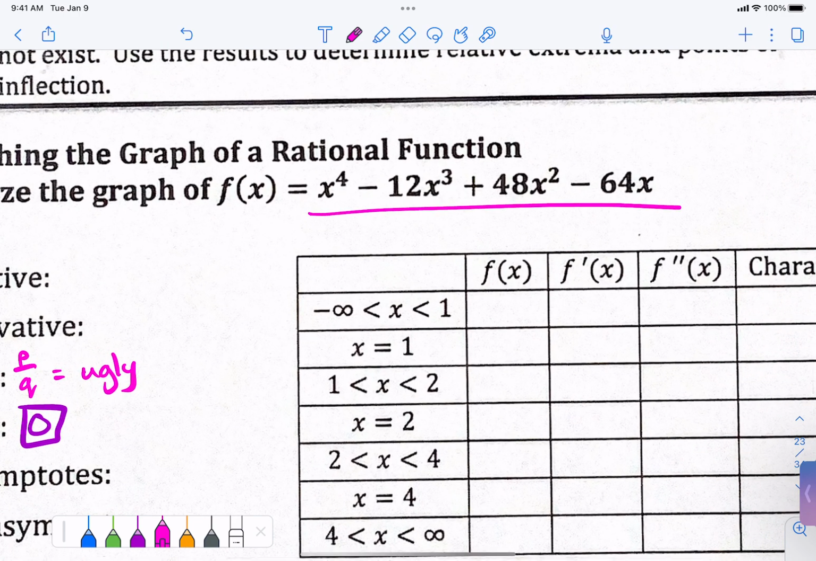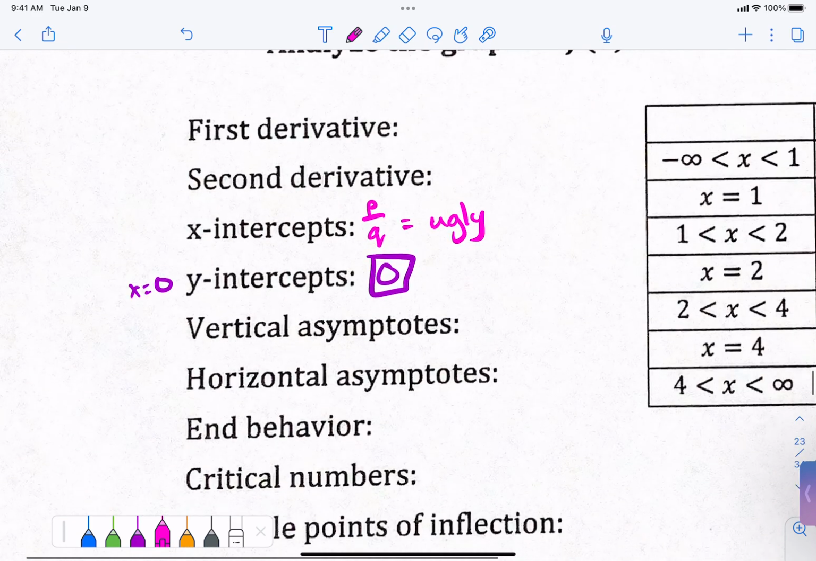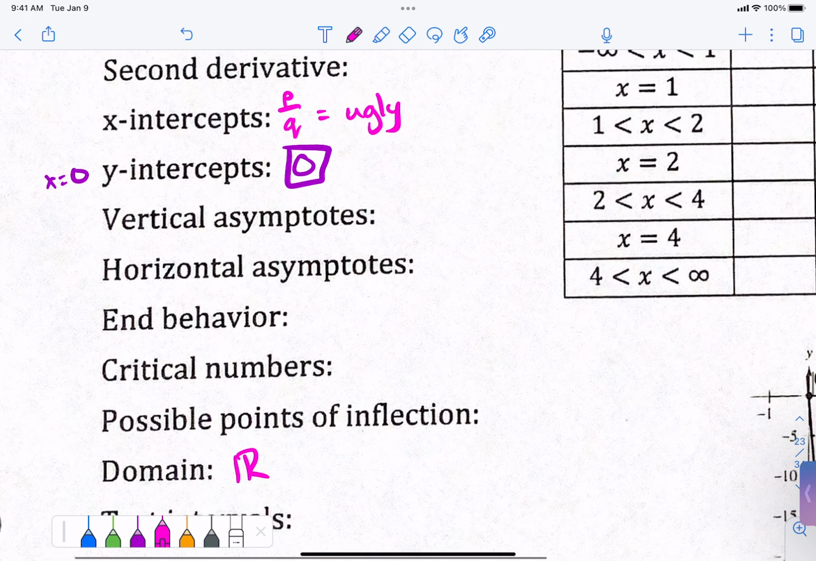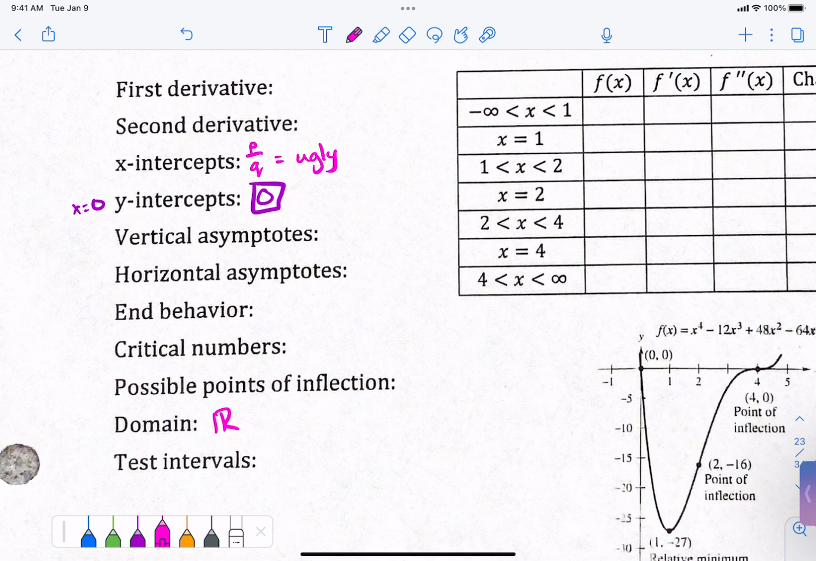What will he not have? He won't have any domain errors. So for domain, what will the domain be then? All reals. What about any of these other things we can skip over? He will have no HA, no VA. So none and none.